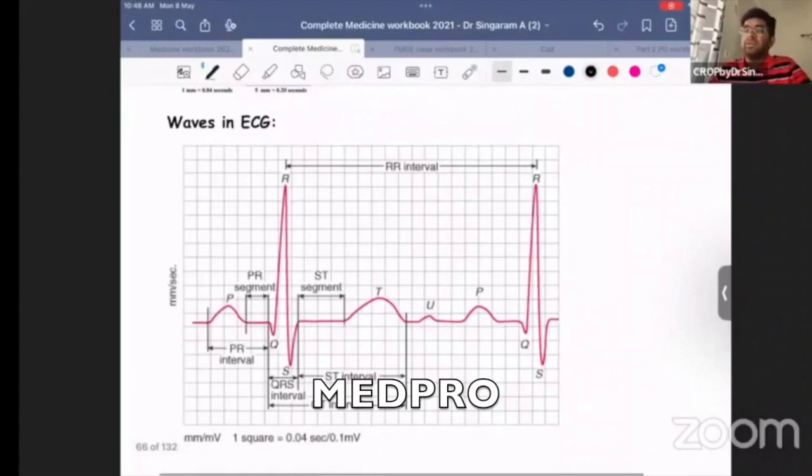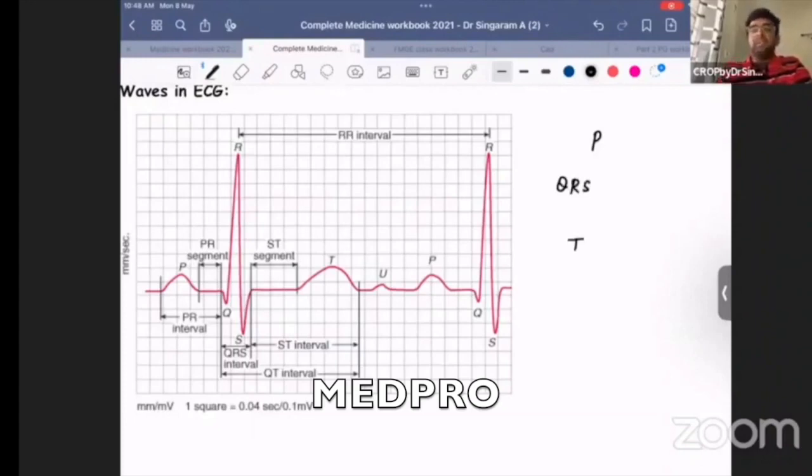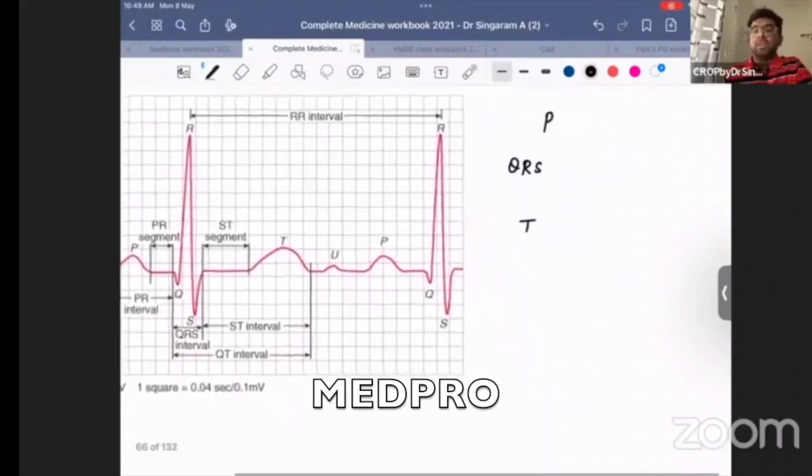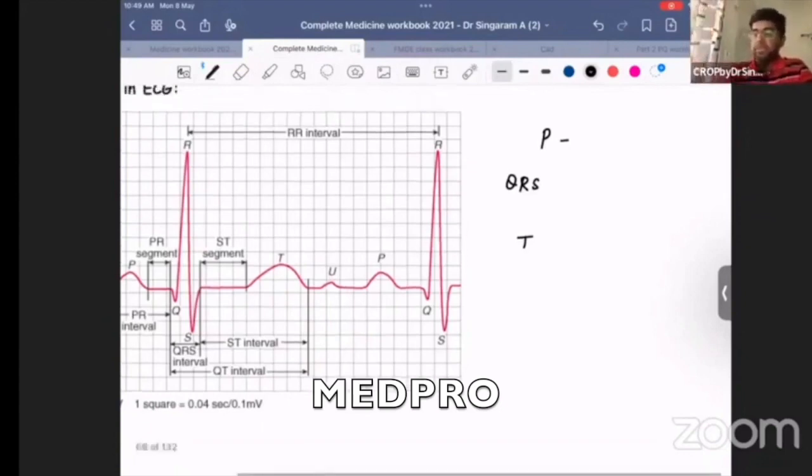Next, we move on to something called waves in the ECG. The few basic waves are P waves, then QRS waves, which is what we call complex as QRS complex, and one more is the T wave. So can you recollect what is the P wave representing? The P wave is a positive deflection. What is it representing? Depolarization or repolarization?